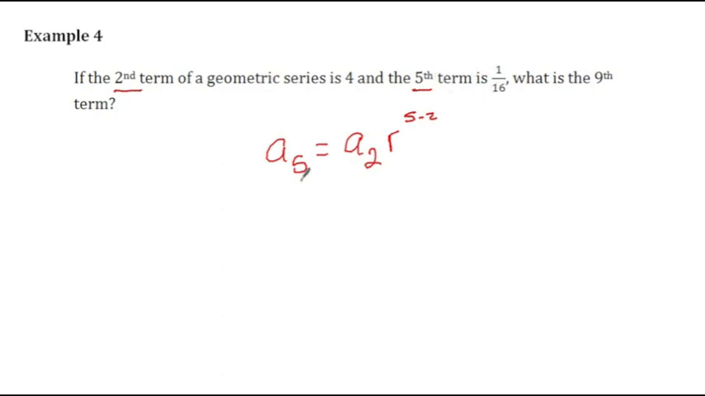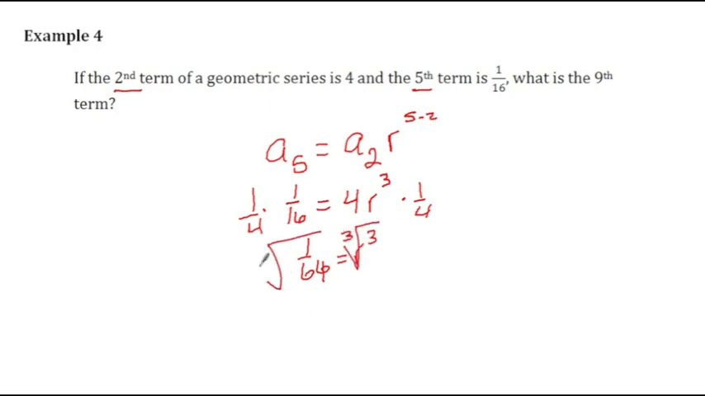The fifth term is 1/16th. The second term is 4. And that 5 minus 2, of course, is 3. So divide by 4 or multiply by 1/4 is what I would do. Because we have fractions, that is 1/64 equals R cubed. And then we take the cube root of both sides. And the cube root of 1/64 would give you a value of 1/4 for R.